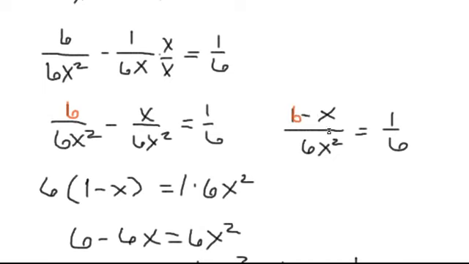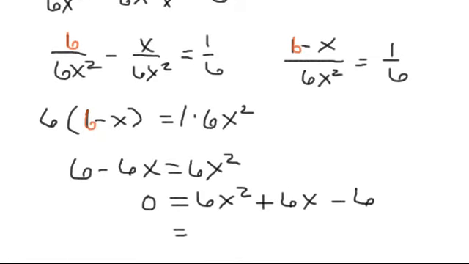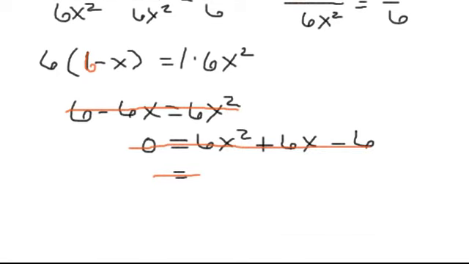6 minus x over 6x squared is equal to 1/6. And so that means that this would be a 6. And 6 times 6 is 36. So I'm just going to run a red line through both of these. Alright, sorry about this, but this is all part of math. This is the learning experience.